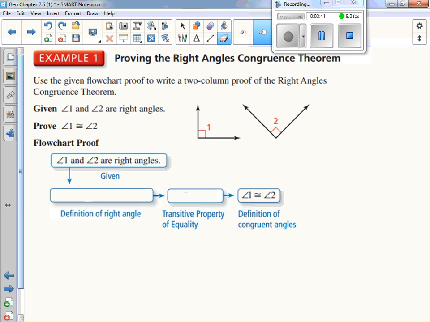Now, if we said that angle 1 and angle 2 are right angles, what does that mean? So what would their measure be? Their measures would be 90 degrees. So angle 1 and angle 2 would both be what? 90 degrees, yes? So we can say the measure of angle 1 is equal to 90, and the measure of angle 2 is equal to 90.